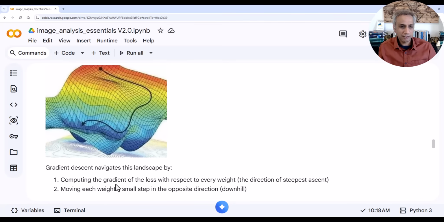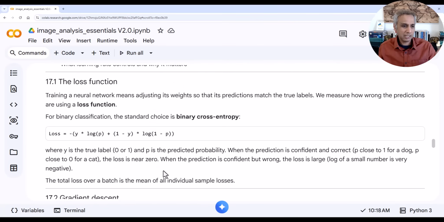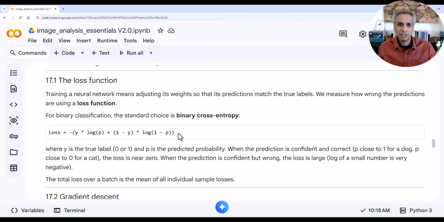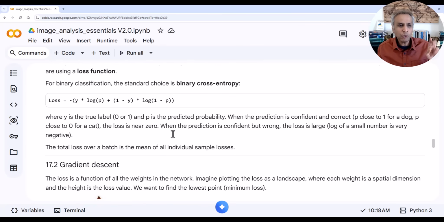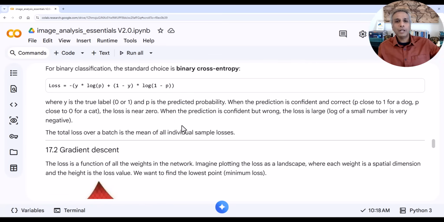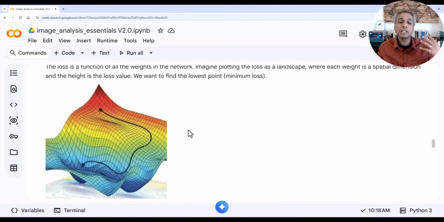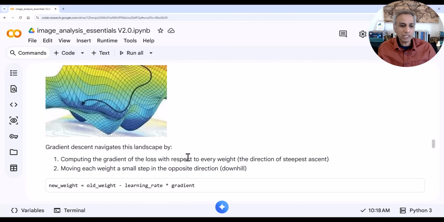Computing the gradient of the loss function, right? You have a loss function. In this case, this is the loss function. And you don't just compute it at one point, because you have 6,000 weights, or millions of weights in parameters. So you compute this gradient with respect to every weight. If you have 3 million parameters, you compute this gradient for each and every weight.